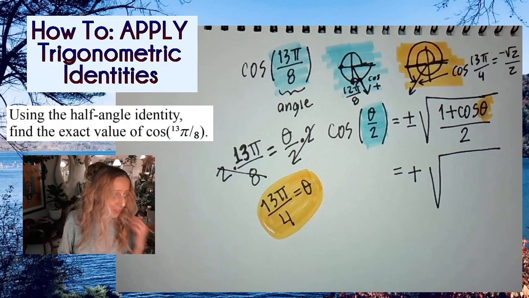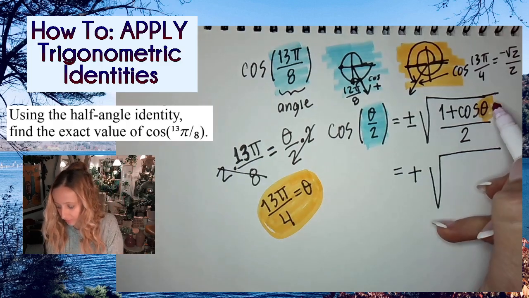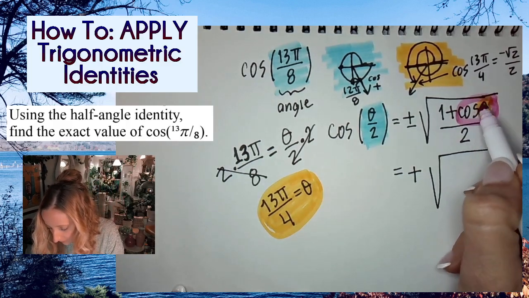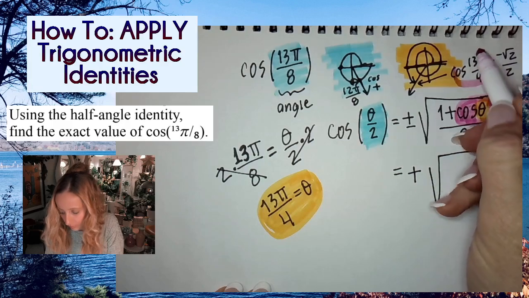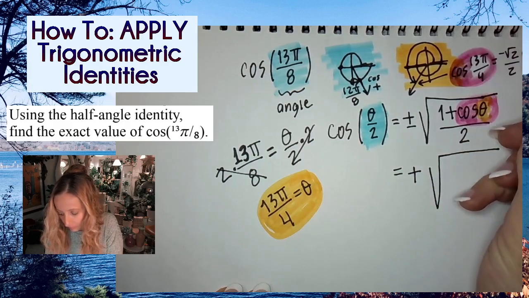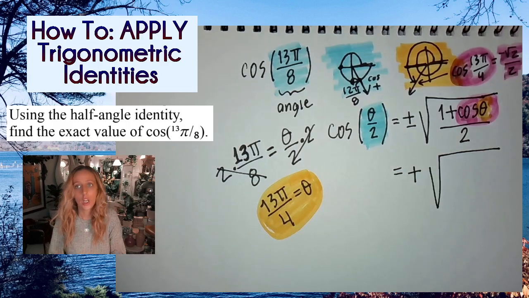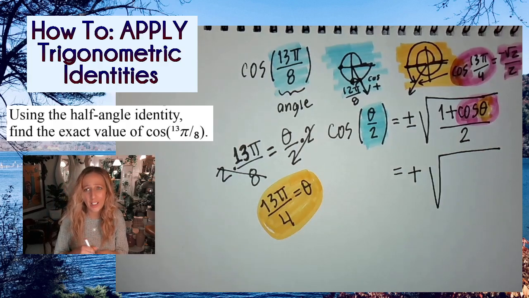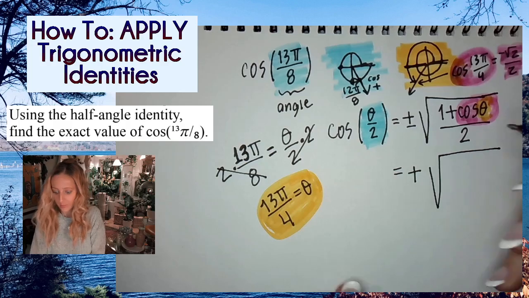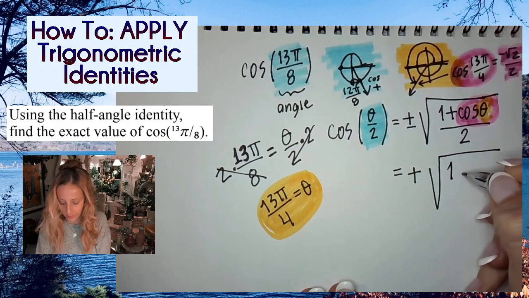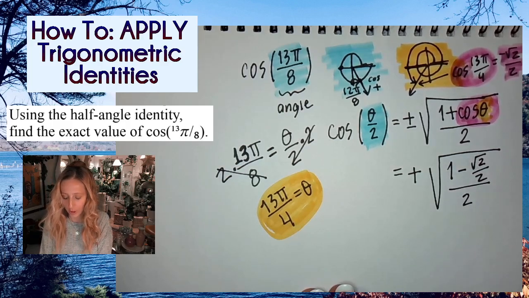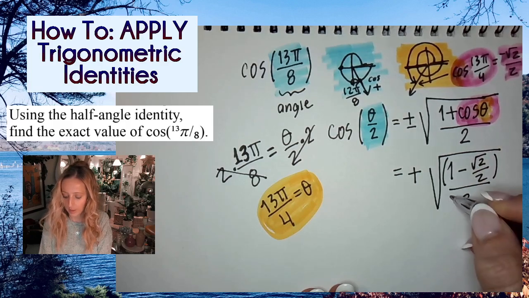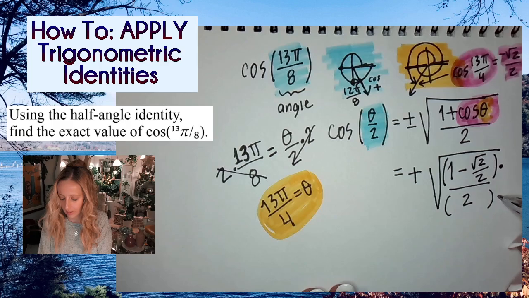Oh my gosh, guys. The cosine of that angle is negative root 2 over 2. You're not taking the cosine of negative root 2 over 2. What are you doing? So 1 plus negative is minus. We're grown. We're going to write it right. 1 minus root 2 over 2, over 2. I'm not going to make a mess because I am a good math student.